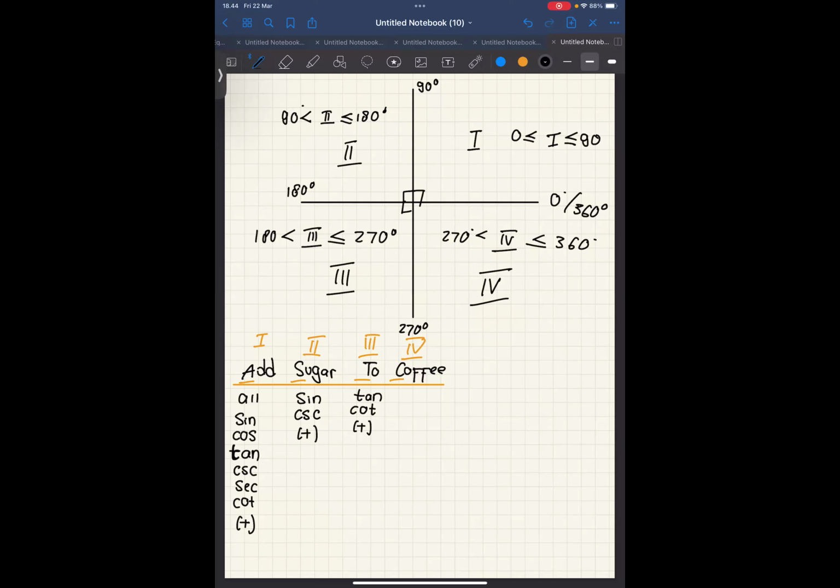And on the fourth quadrant, we got C, standing for cosines and secants, which are positive from over 270 degrees until 360 degrees. So in the second quadrant, anything other than sine and cosecant is negative. In the third quadrant, anything other than tangent and cotangent is negative. And in the fourth quadrant, anything other than cosines and secants is negative.